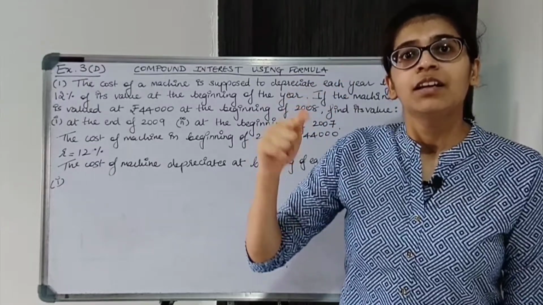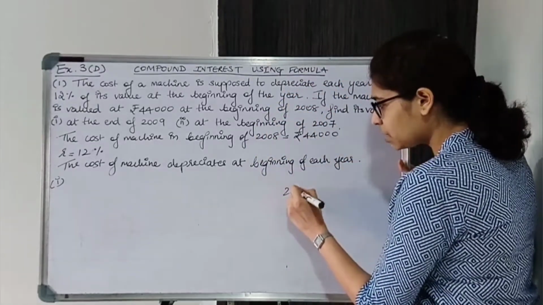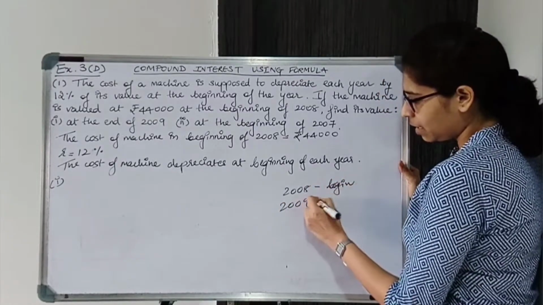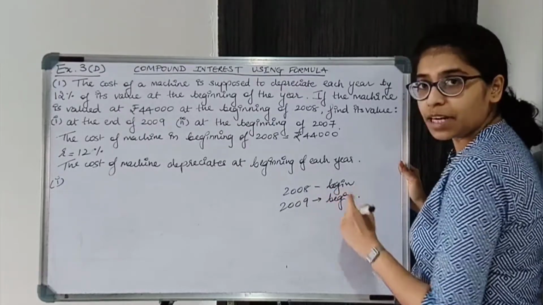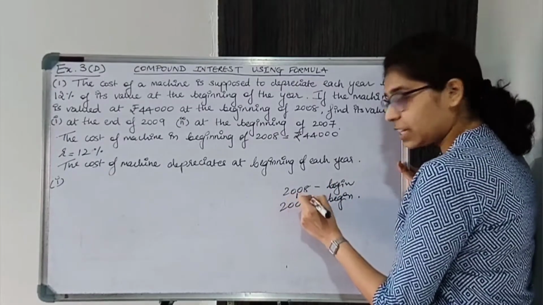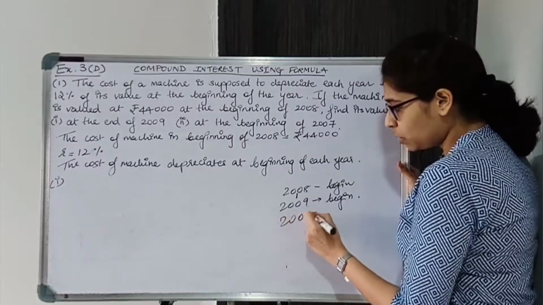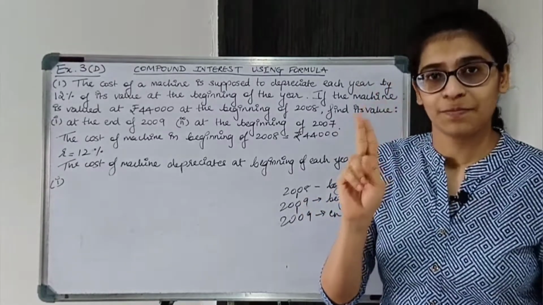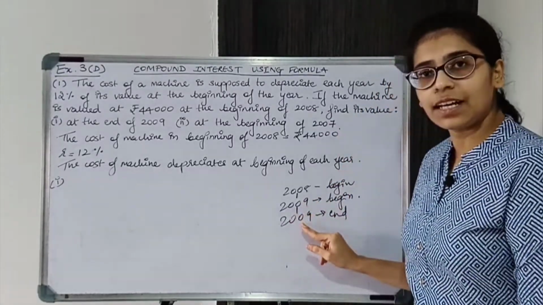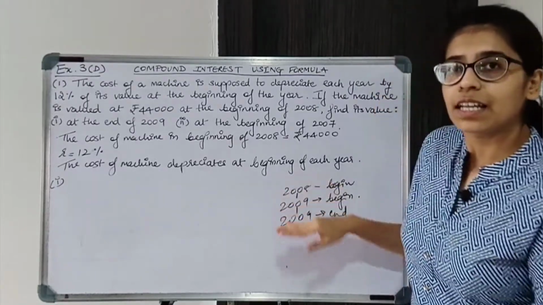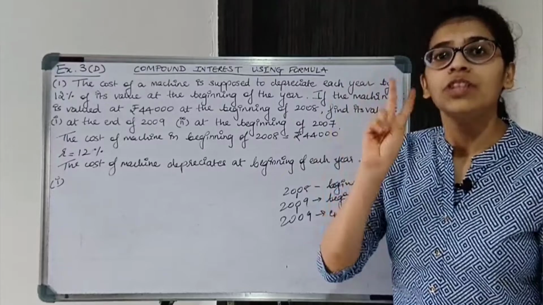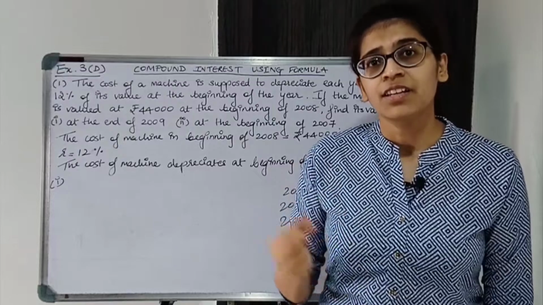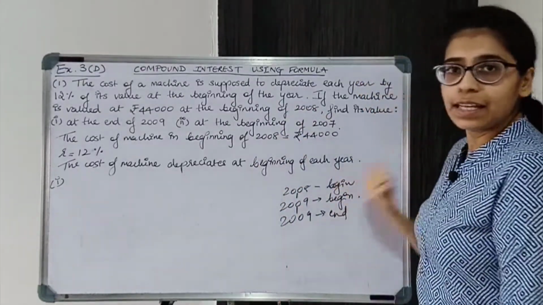Had it been the beginning, you would take 2008, 2009. This is the beginning, and again this is the beginning. But they have told at the end. So from here to here 1 year has passed, and by the end of 2009 again 1 year. So 1 plus 1, 2 years. So the end of 2009 is 2 years from the beginning of 2008. So N will be 2 in this case, not 1 year. So don't make that mistake. You will take N equal to 2 years.